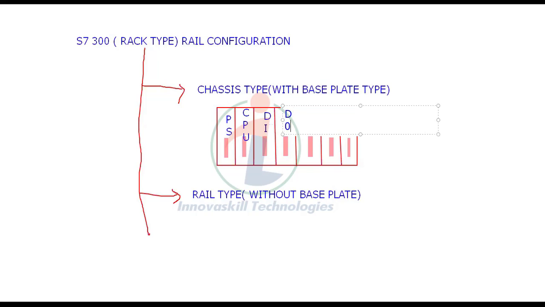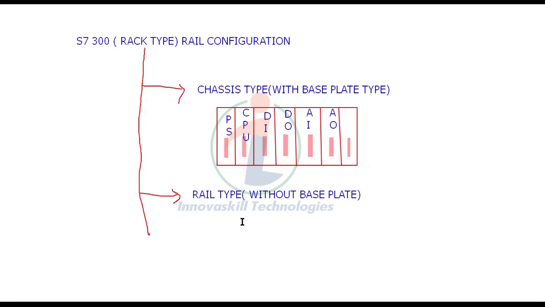After that, according to our requirement, we can use, for example, this will be for digital input, digital output, next analog input, analog output. Like this we can increase it. So this is in the case of chassis type, that is base plate type. So we cannot remove the CPU and place it somewhere else. We have to fix everything in this base plate only.